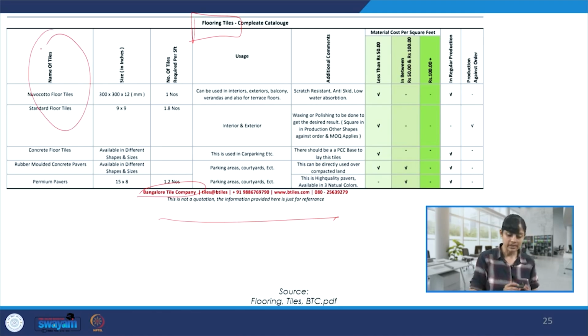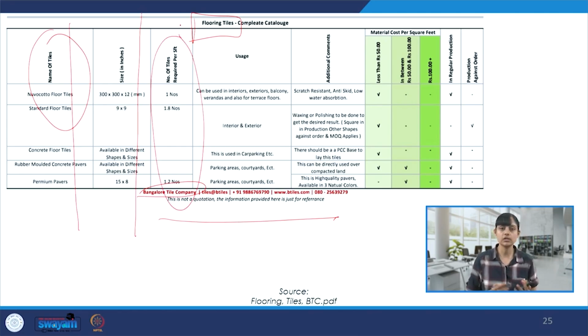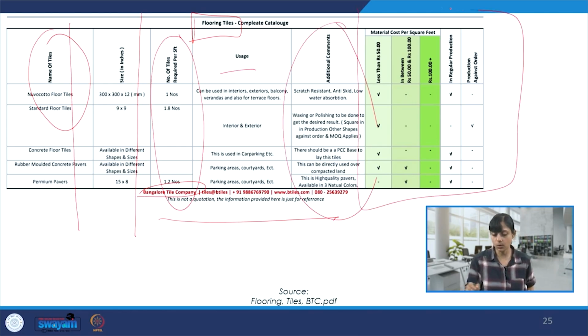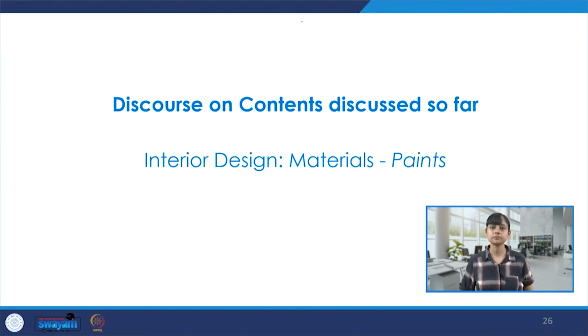So the entire system in place, starting with the name of the tile, the size in inches, number of tiles which are required, its usage, additional remarks, also with the material cost per square feet. So this is sort of a matrix that helps us. It's a complete catalog in that sense.